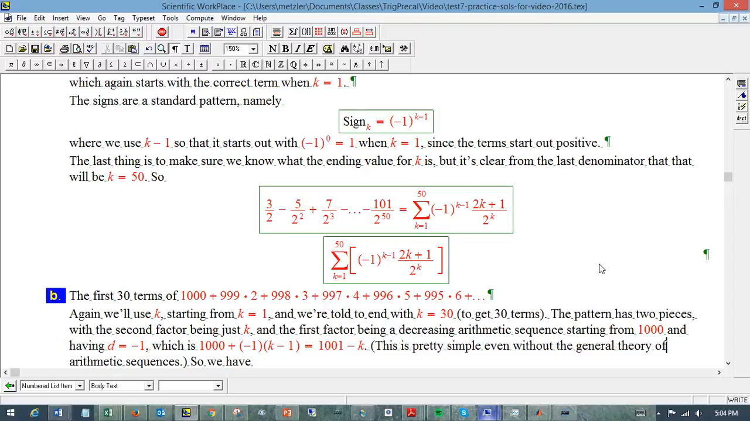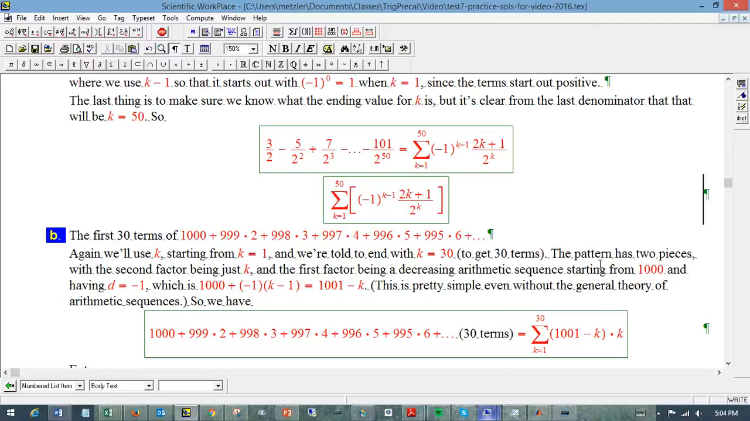Okay. What about this one? B, the first 30 terms of 1,000 plus 999 times 2 plus 998 times 3 plus 997 times 4. Okay. And I don't put a last term here, but what I do say is exactly how many terms there are, which is actually nice. Okay, so we're going to use letter k. We're going to start from k equals 1 because we don't have any particular reason not to. And we're told to end with k equals 30, basically. That's the way to get 30 terms.